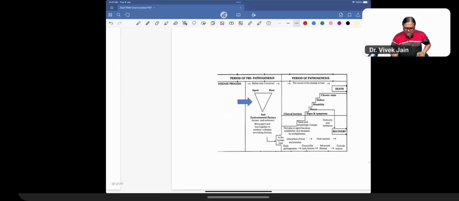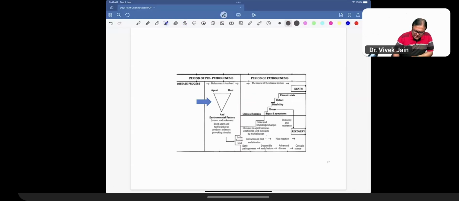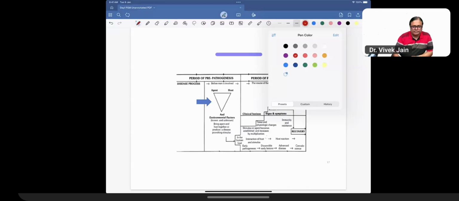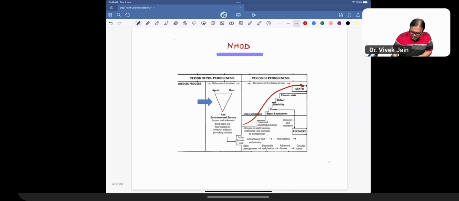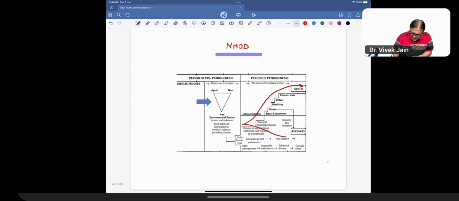What is this diagram known as? This total diagram is known as, friends, the same, natural history of disease. Now you can see once disease starts, it can keep on progressing: illness, disability, chronicity, and death. But luckily for the majority of diseases, there is spontaneous recovery, even without treatment.